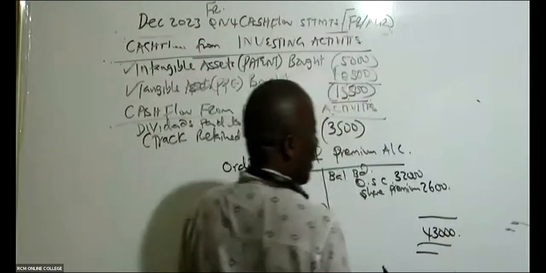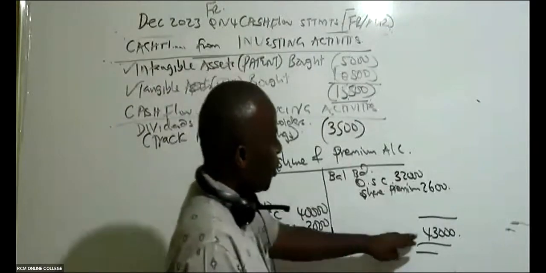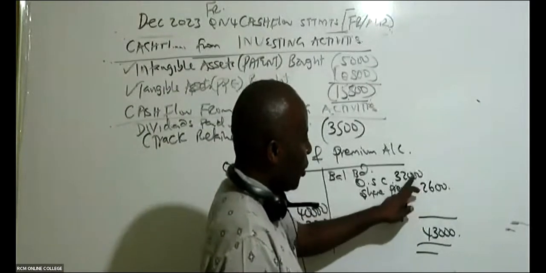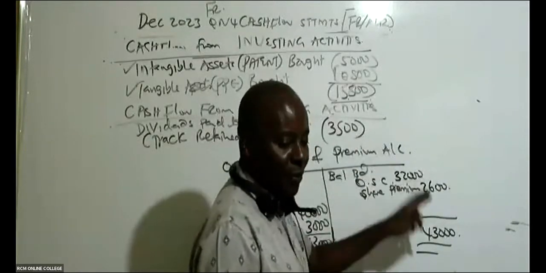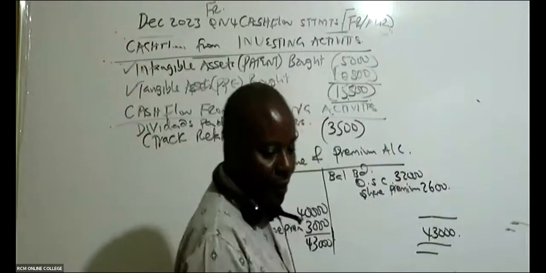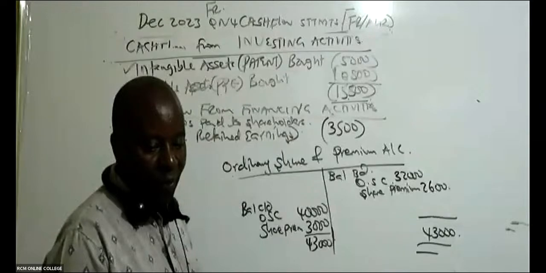Balance your account. So when I balance my account, I can see this side is bigger. Then this will be 43,000 minus 2,600 minus 2,000. Can you give me something here? 43,000 minus this. Somebody give me something here. What is the balancing figure, ladies and gentlemen?